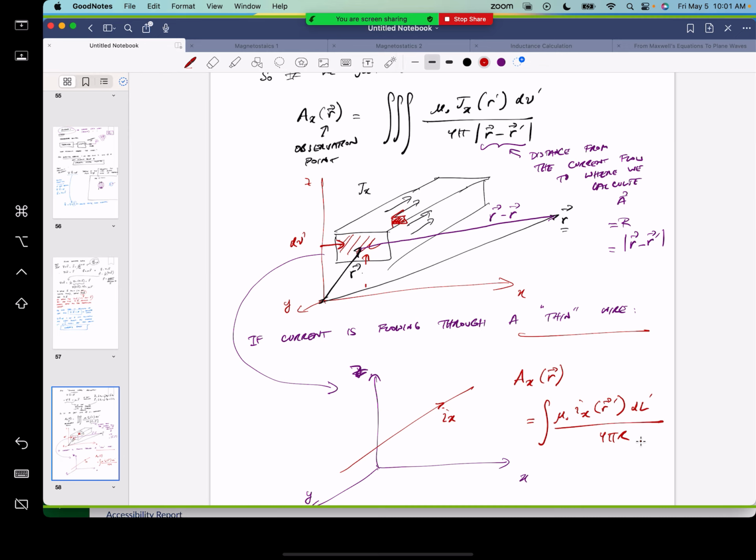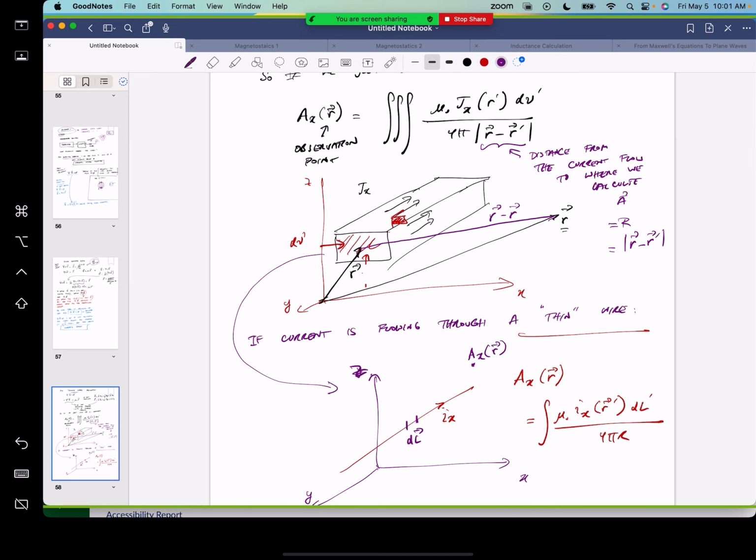Okay, and this dl is whatever, a small chunk of this. So basically what this says is if I integrate the current, if I'm looking for what's happening at a point r, A sub x at a point r. So let's say this is A sub x at this point r.